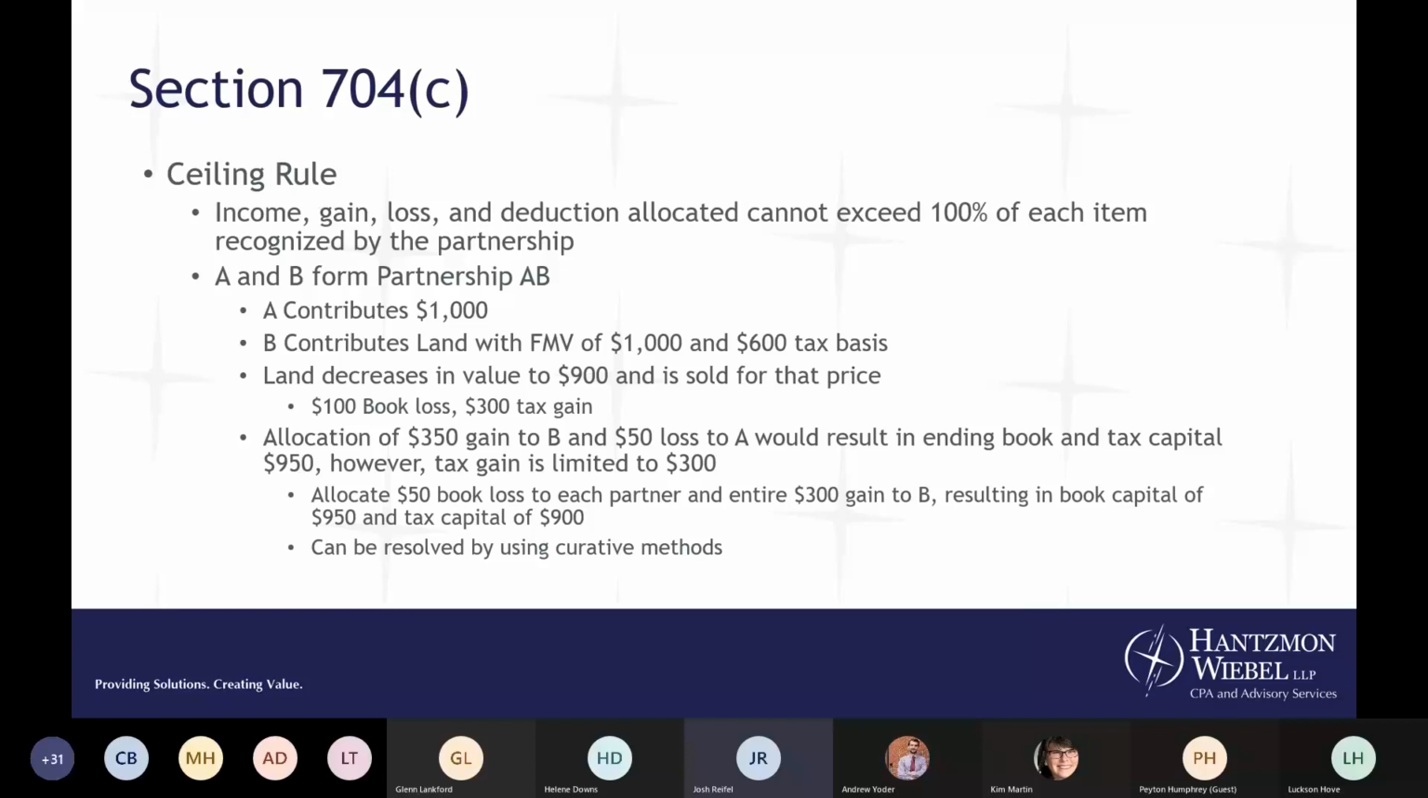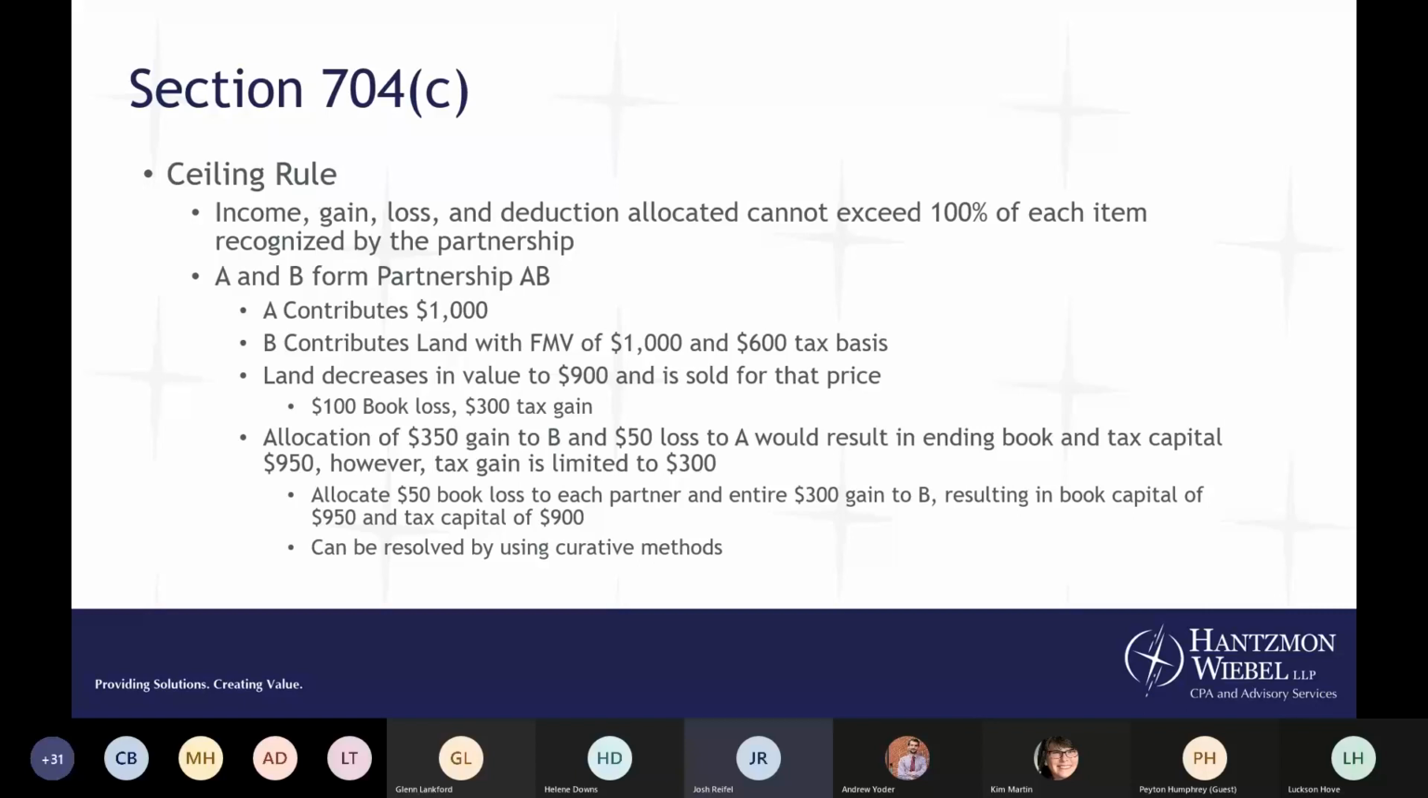All right, so now the ceiling rule. This plays into what Andrew just talked about in terms of what you would do in the event that something is sold for less than its original fair market value. The ceiling rule basically states that income, gain, loss, and deductions cannot exceed 100% of each item recognized by the partnership. This might get a little complicated, so if you do have questions, please ask.